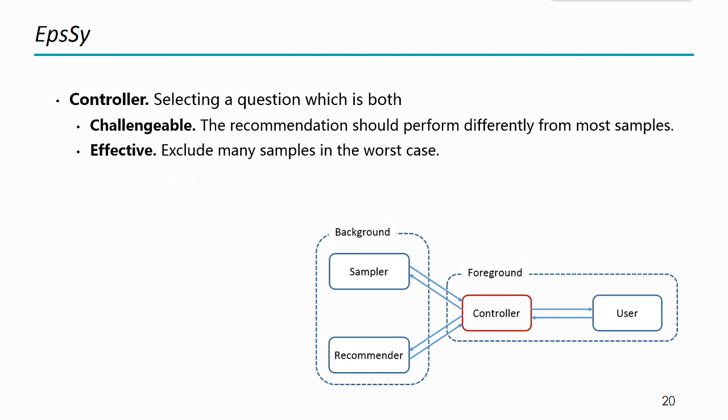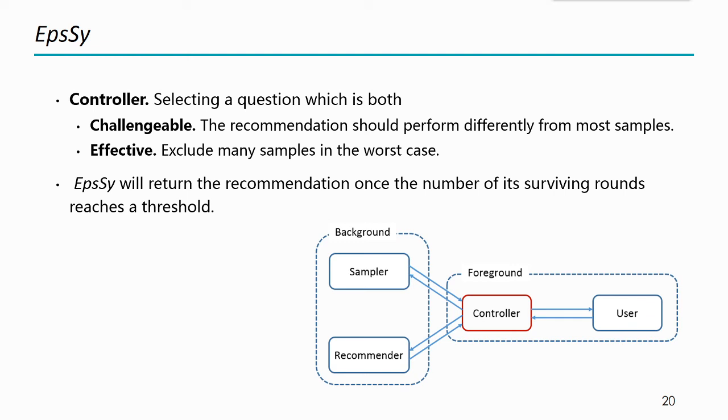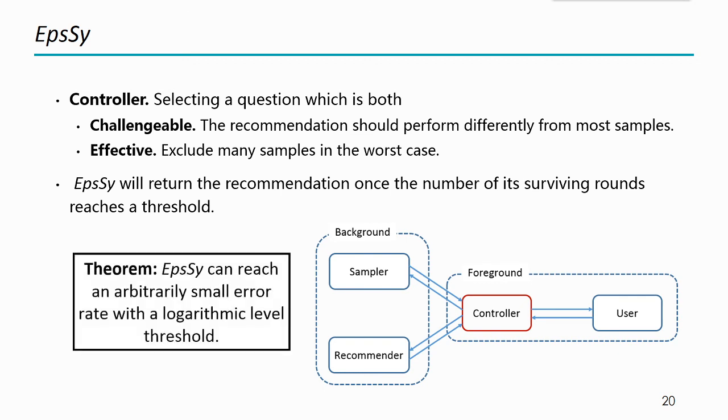There are 2 possible endings for the recommendation. If the recommendation survives enough questions, reaching a preset threshold, EpsSy will return it as the answer. Otherwise, if it fails on some question, EpsSy will request a new recommendation from the recommender. We proved that EpsSy can reach an arbitrarily small error rate with a logarithmic-level threshold.